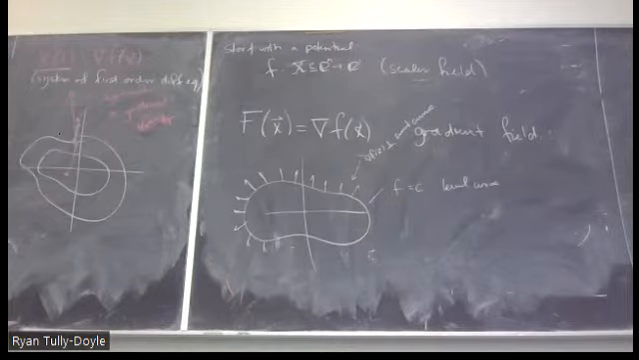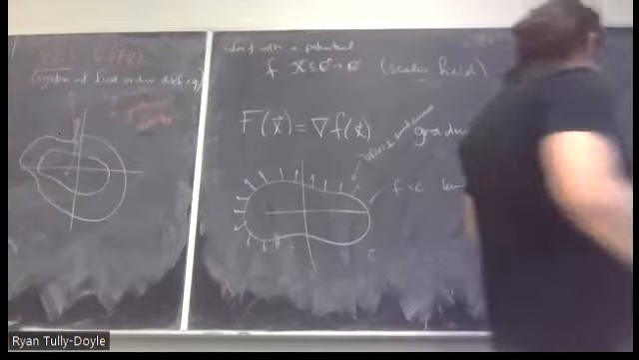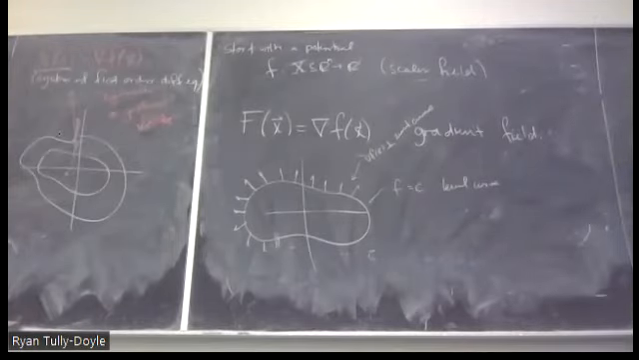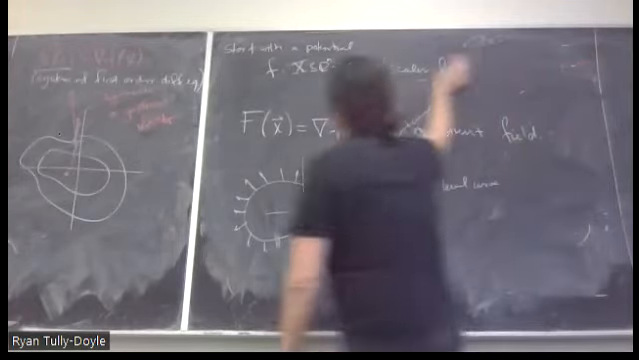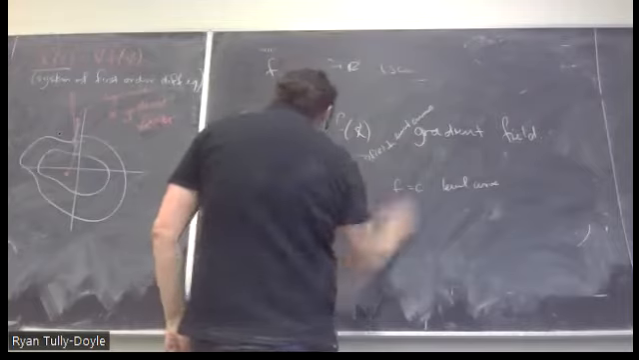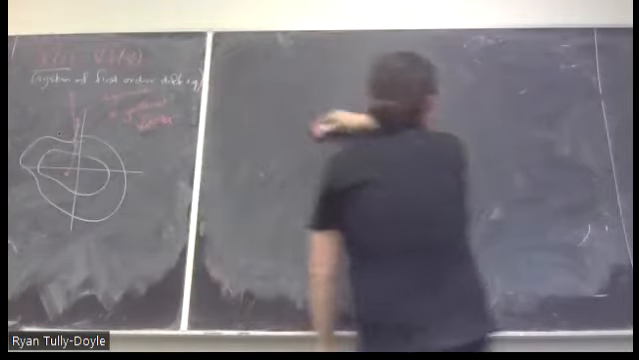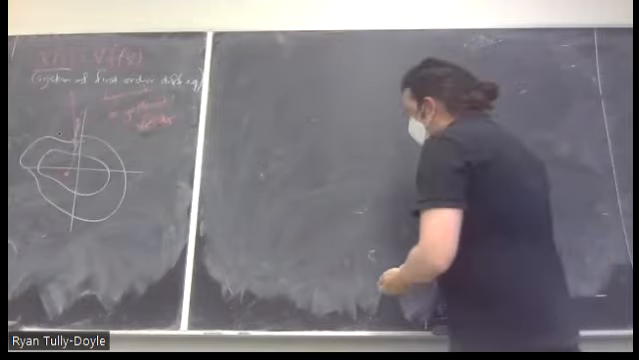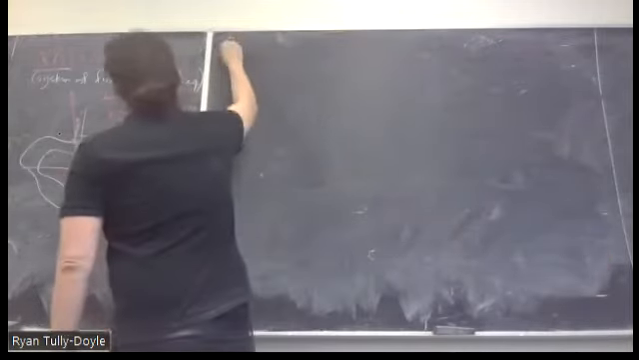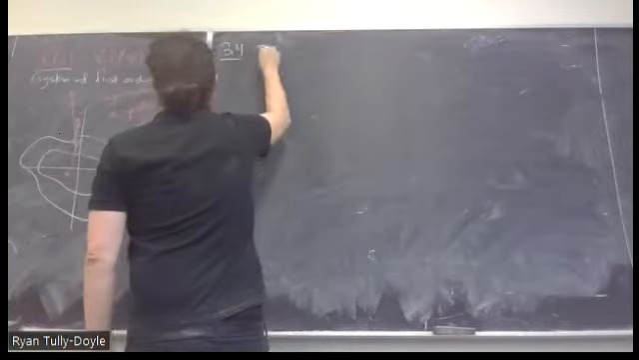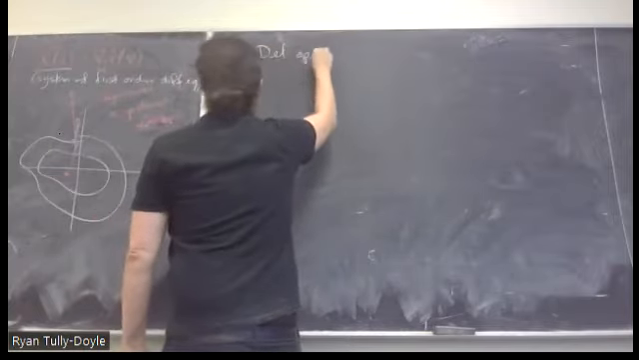Okay, that was what we did last time. So what are we going to do today? We're going to define some fancy derivatives. I'm going to start with an operator, kind of a weird one, called the del operator. This is 3.4. This is the del operator.